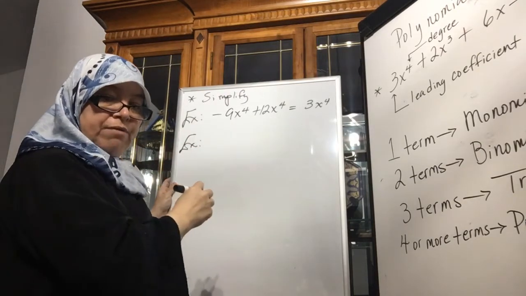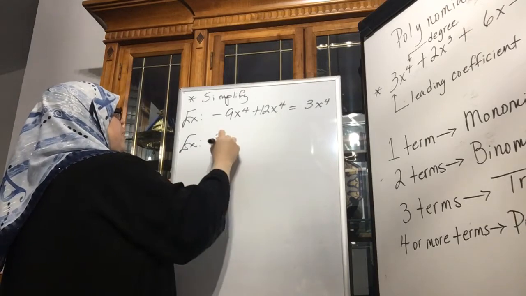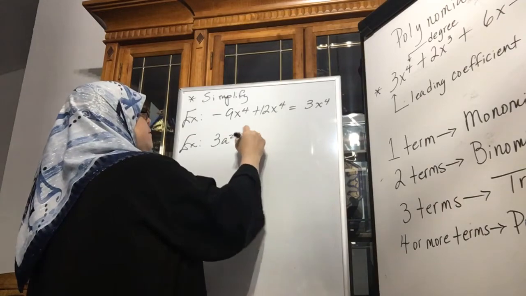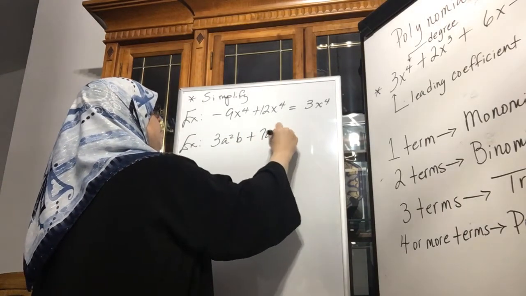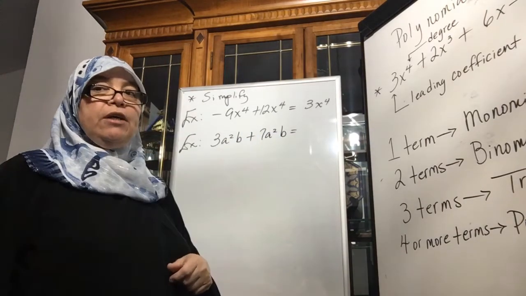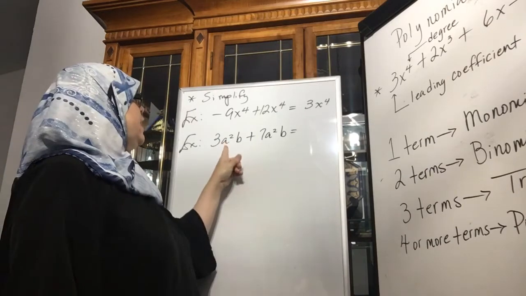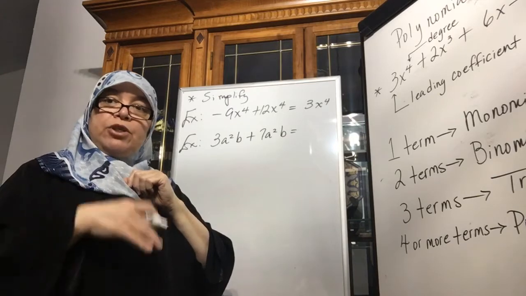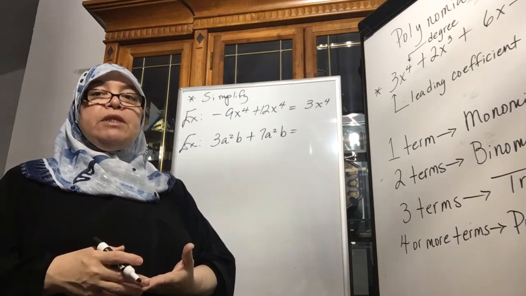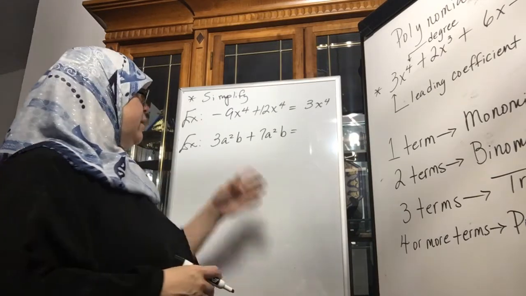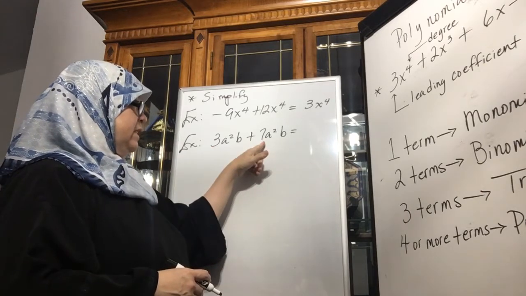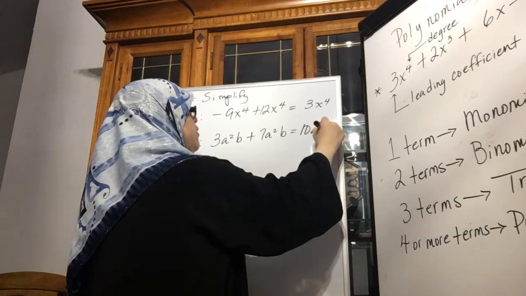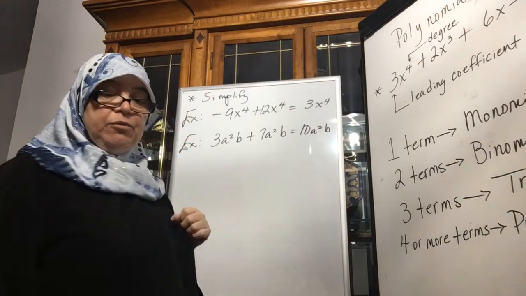All right, what if I have 3a squared b plus 7a squared b? First thing you need to check, look at your variables. A squared, b to the 1st, b to the 1st. The minute you check and the variables are the same, then you can go ahead and combine. So in this case, 3 plus 7 is 10, and then it's a squared and b, and that's the answer.